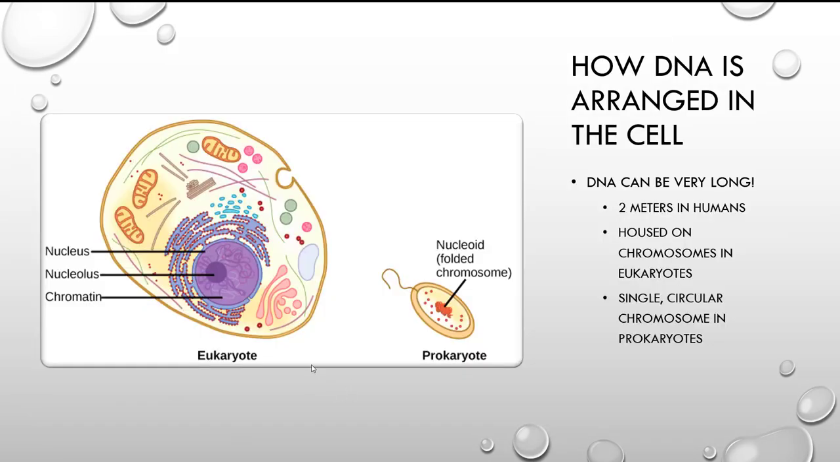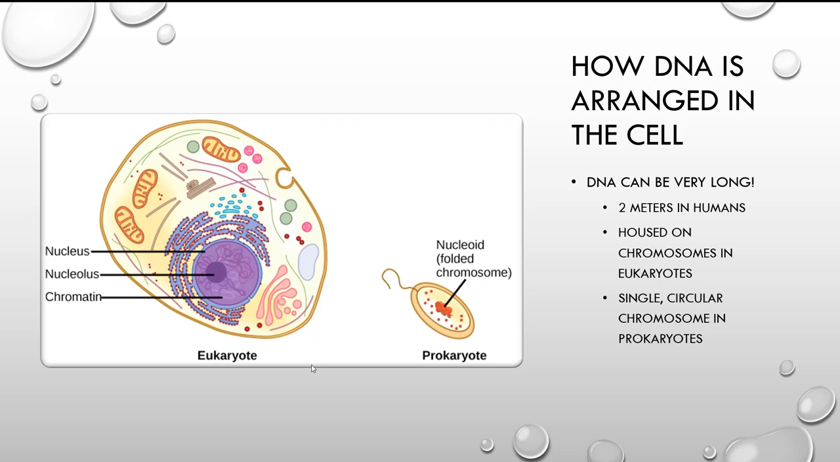So let's get into how DNA is arranged in the cell. Now, DNA can be very, very long. So for humans, if we took all of our 46 chromosomes and spread them out end to end, it could be 2 meters in length. Okay, 2 meters in length for our DNA, that's a lot. So how do we get our DNA that's 2 meters in length in a tiny itty bitty cell that we can't even see with the naked eye, in the nucleus of the cell, let alone.